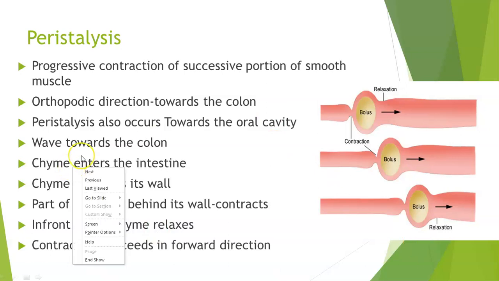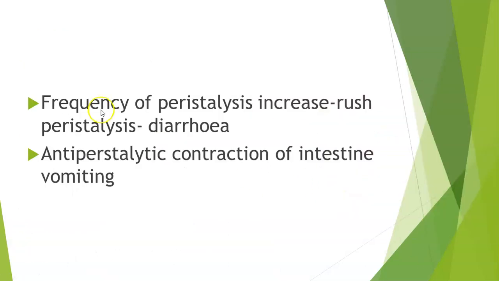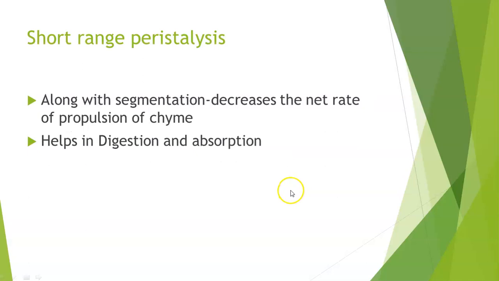So the frequency of peristalsis increases. If the frequency of peristalsis increases, it is called rush peristalsis. It happens in pathological conditions like diarrhea. I already said some peristaltic waves move towards the oral cavity. In pathologic conditions like vomiting, antiperistaltic contraction of the intestine takes place, which leads to vomiting.